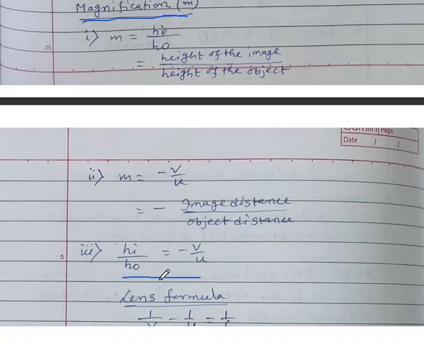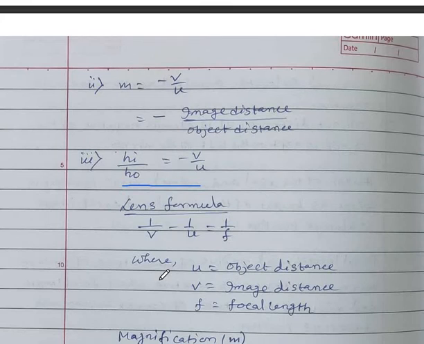Now at the same time, I am giving you the lens formula also. All these things you should note down properly, study and memorize. Lens formula and mirror formula. The difference is that the mirror formula is 1 by v plus 1 by u equals 1 by f. The lens formula is 1 by v minus 1 by u equals 1 by f, where u is the object distance, v is the image distance and f is the focal length.